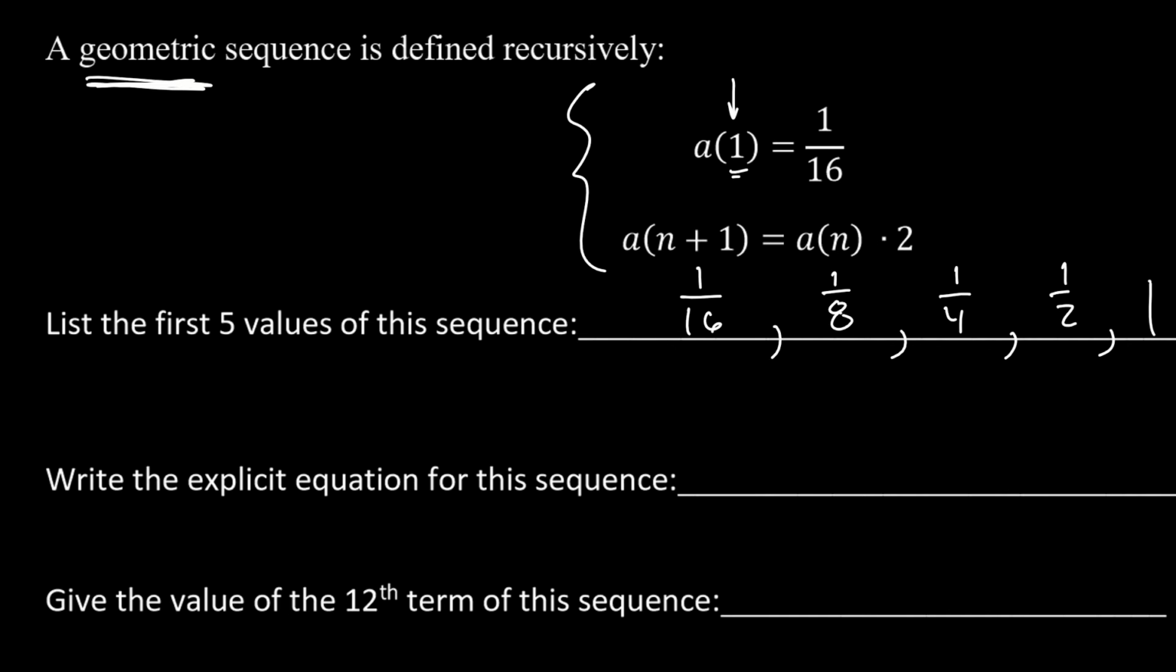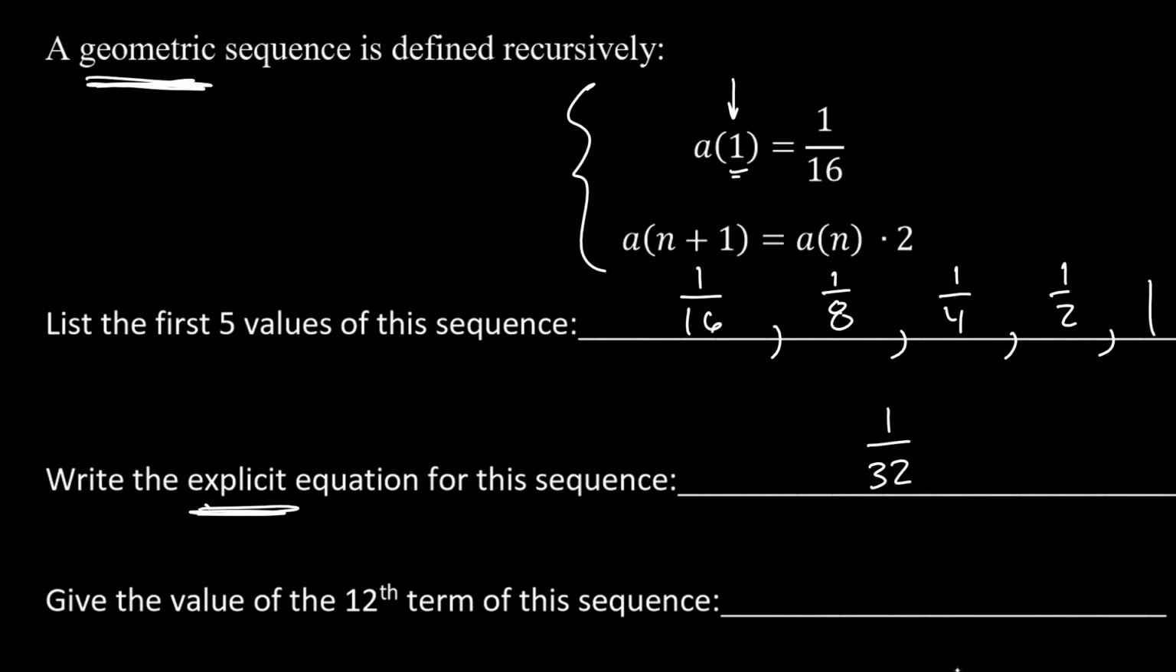So I do need to know the 0th term if I want to write the explicit equation. Remember, this is the recursive. I need the explicit equation. And in order to go back to the 0th term, you can see that if I go backwards, I'm doubling the denominator, right? So double the denominator goes from 2 to 4, 4 to 8, 8 to 16. So my 0th term would be 1 over 32.